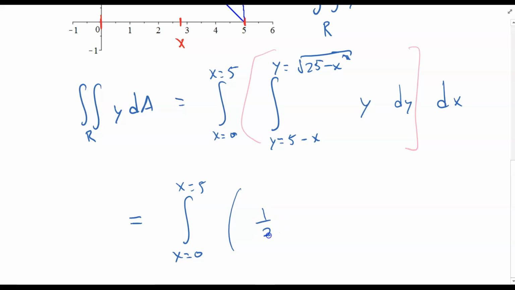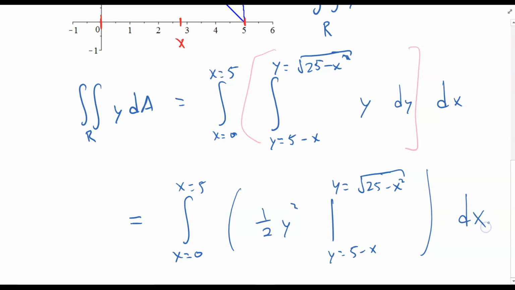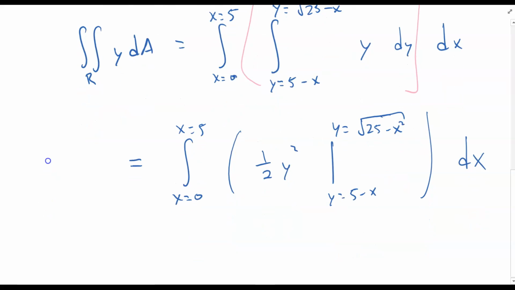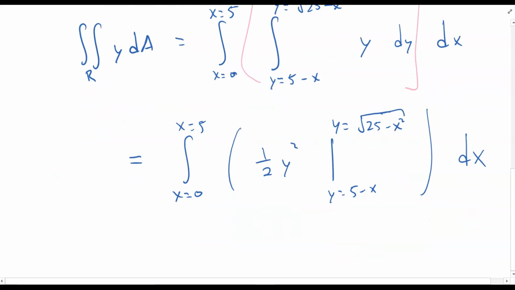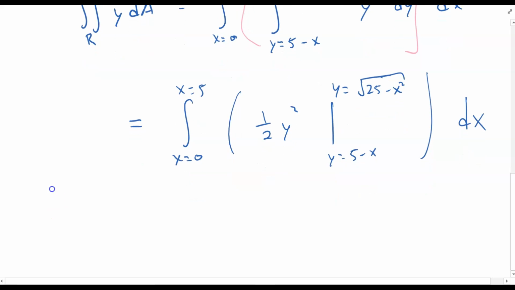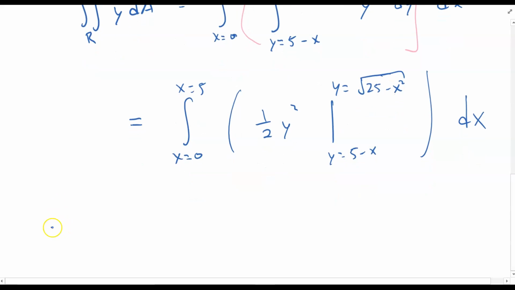It's going to be 1/2 y squared, and now we need to evaluate this by plugging in y equals the square root of 25 minus x squared, and plugging in 5 minus x for y and subtracting the result. And then we need to take that result and we're going to have to integrate that with respect to x. So for these problems, typically the toughest part is the first step, getting the first inner integral correct after we get it set up. All right, now we just need to plug in and then simplify.